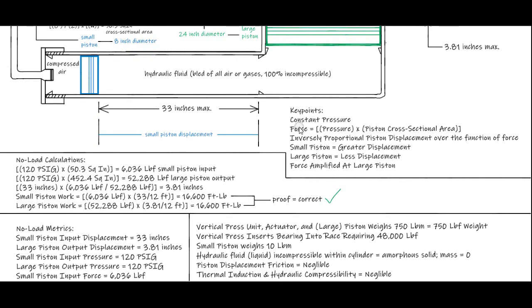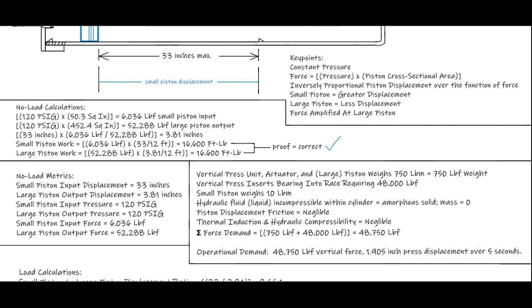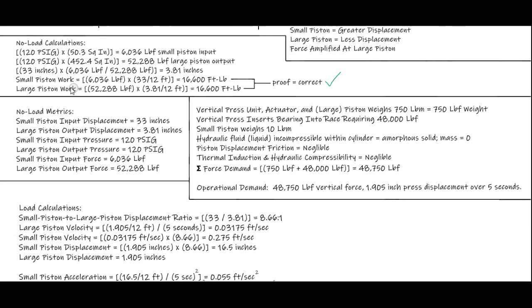So we have key points: constant pressure, and force, in this case based on Pascal or Bernoulli, is pressure times piston cross-sectional area. Piston displacement is inversely proportional over the function of force. Small piston is equal to greater displacement. Large piston is equal to less displacement, and force amplified at the large piston. So we next have to prove if these calculations are correct.